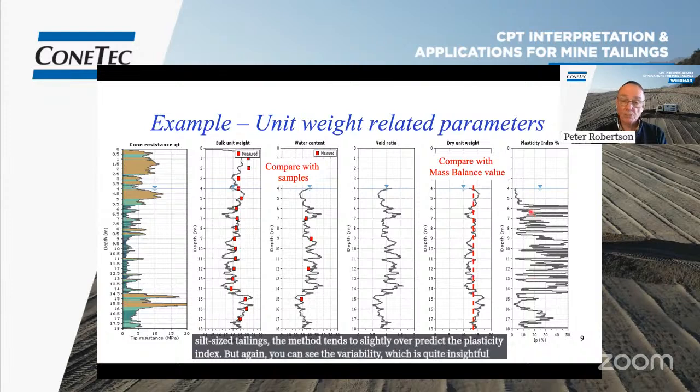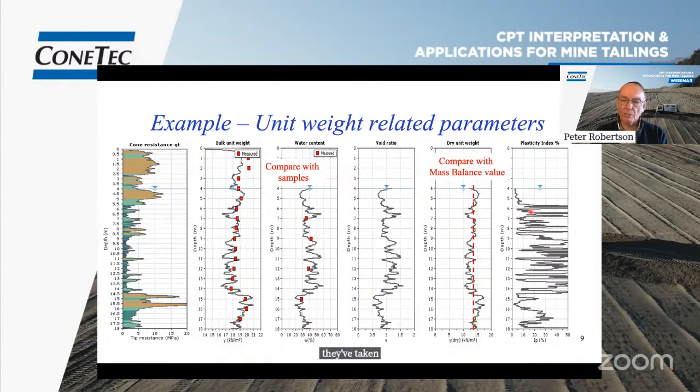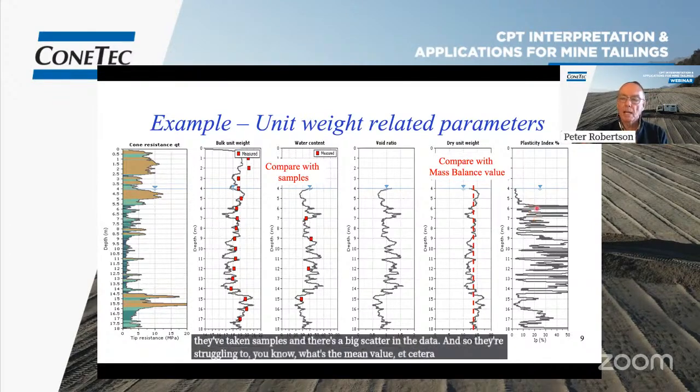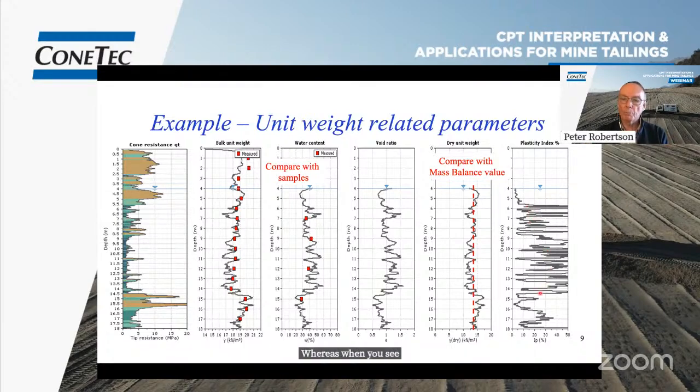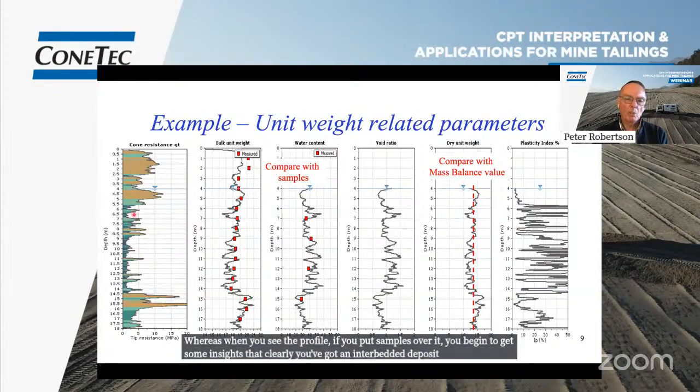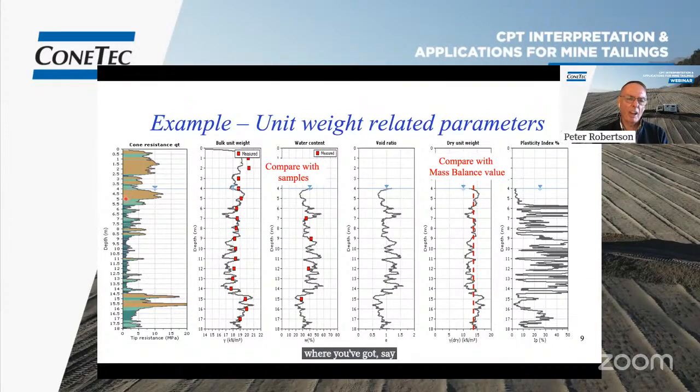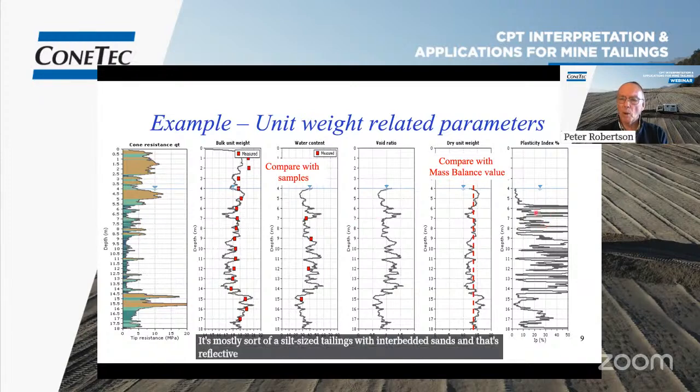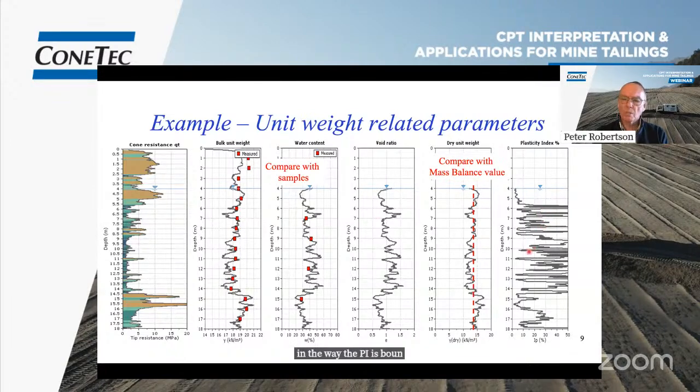And particularly when people take samples, they'll often quote average values, or they've taken samples and there's a big scatter in the data, and so they're struggling with what the mean value is and what it means. Whereas when you see the profile, if you put samples over it, you begin to get some insights that clearly you've got an interbedded deposit where, in this case, from 5 meters down to roughly 15 meters, it's mostly a silt-sized tailings with interbedded sands, and that's reflected in the way the PI is bouncing back and forwards from low PI sands to slightly higher PI silt tailings.